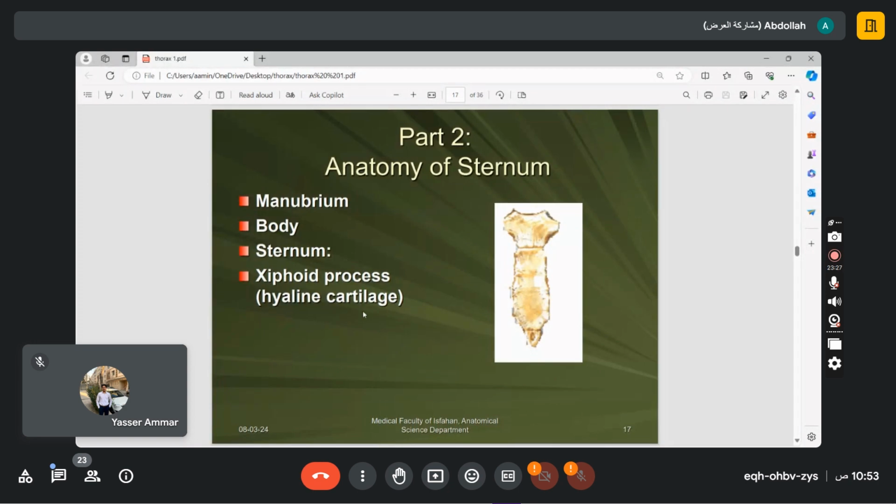The shape of the xiphoid process or these parts are different in humans. For example, in some people this part has a foramen, in some people it doesn't. In some people the xiphoid process is divided into horns, in some it is not divided. This is different and is normal.